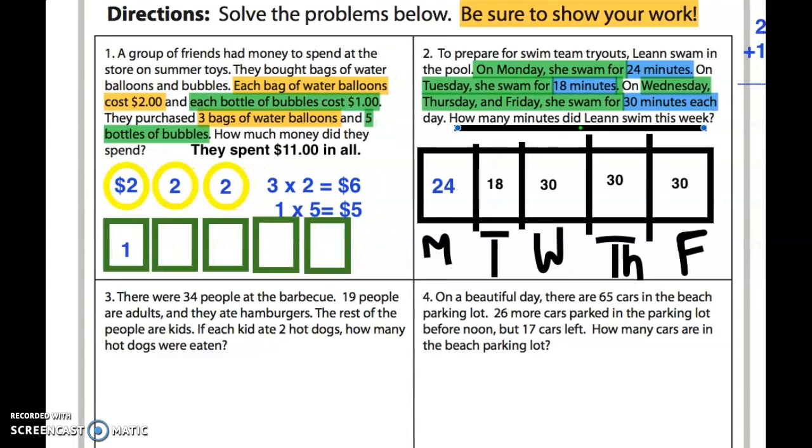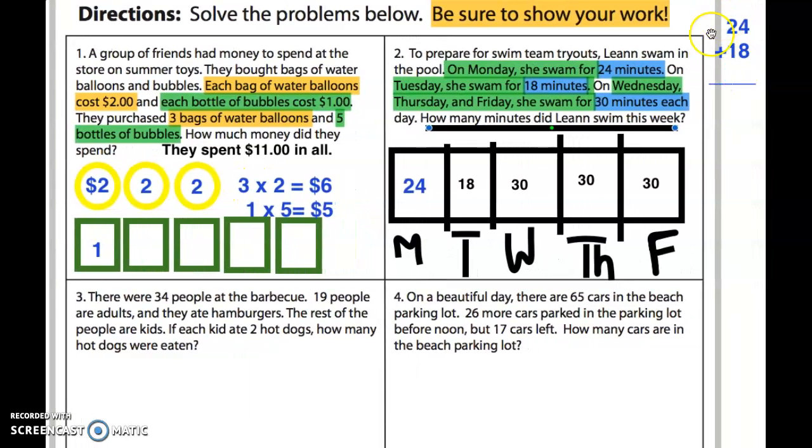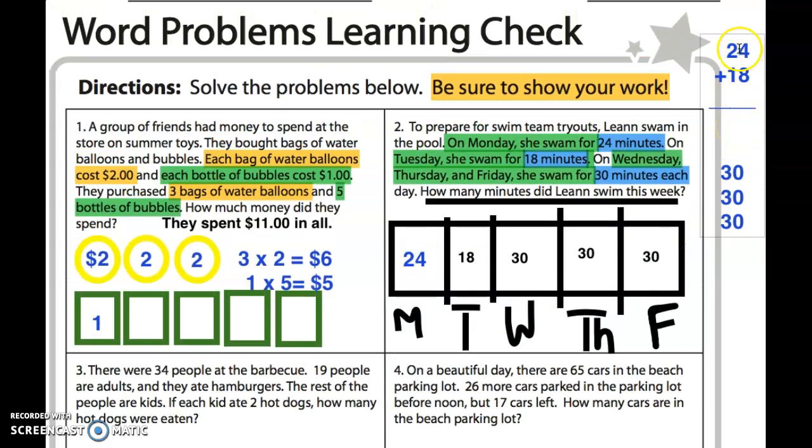So I came over here and I'm going to go ahead and add 24 and 18 together first. Once I get that answer, then I can add 30 plus 30 plus 30. So what I want you guys to do is add your 24 and 18 together, get your answer, and then add your 30 plus 30 plus 30 and get your answer here, okay? And then you're going to put both of these together to get the total.